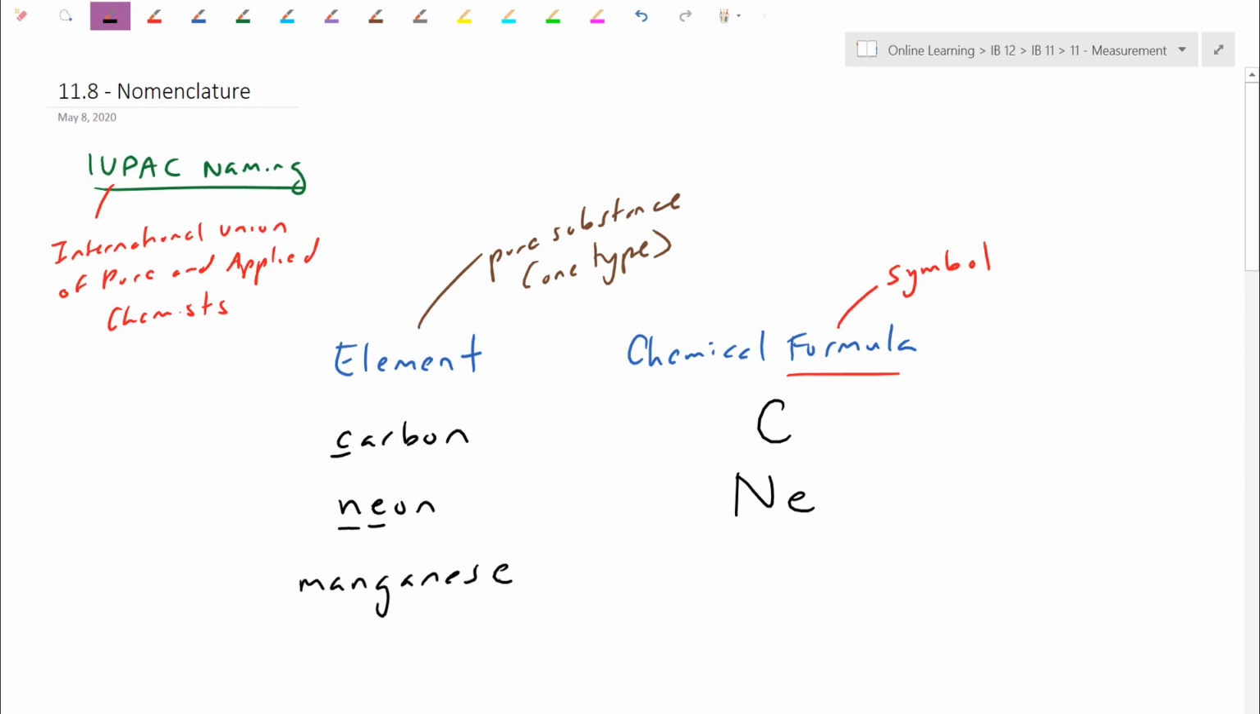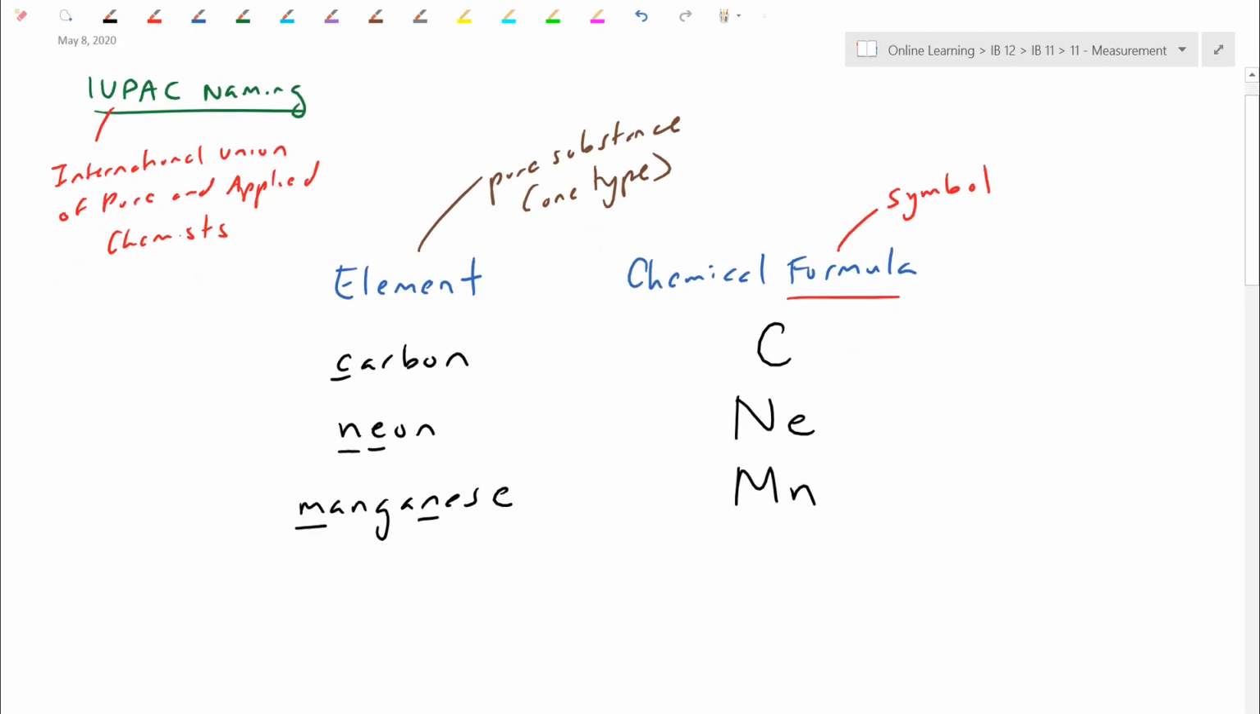Okay, careful, manganese is a different element from magnesium. Manganese uses the M from the beginning and the n from later on, so this one here is capital M, lowercase n. Magnesium would have otherwise been Mg. Some of them I just really don't understand here.